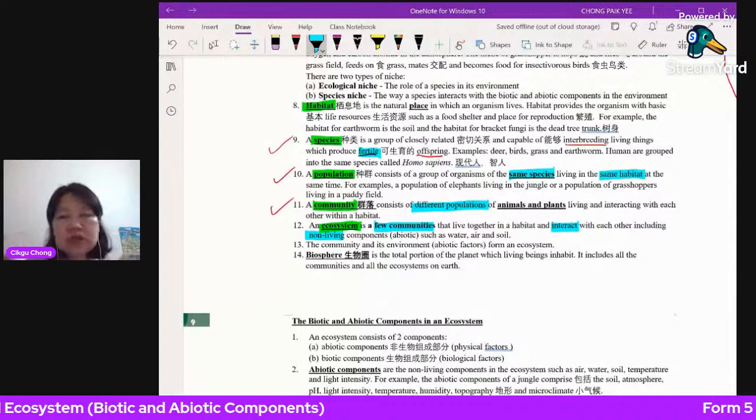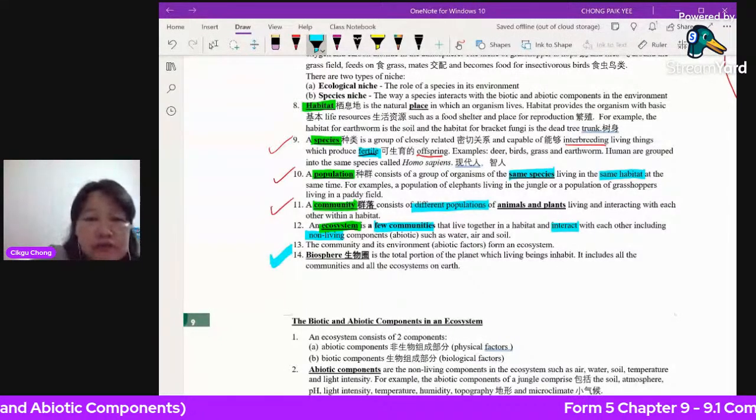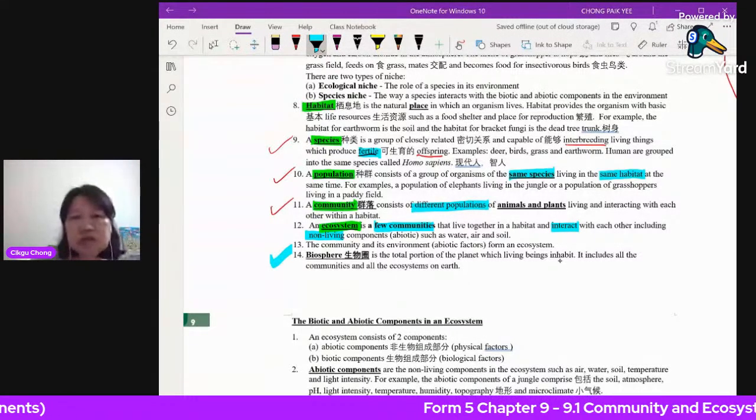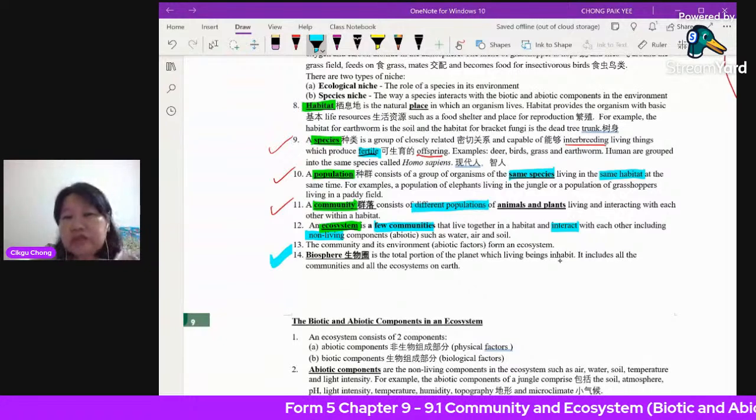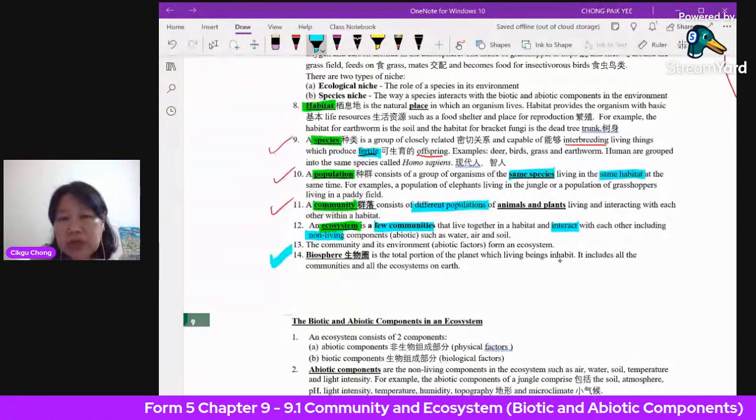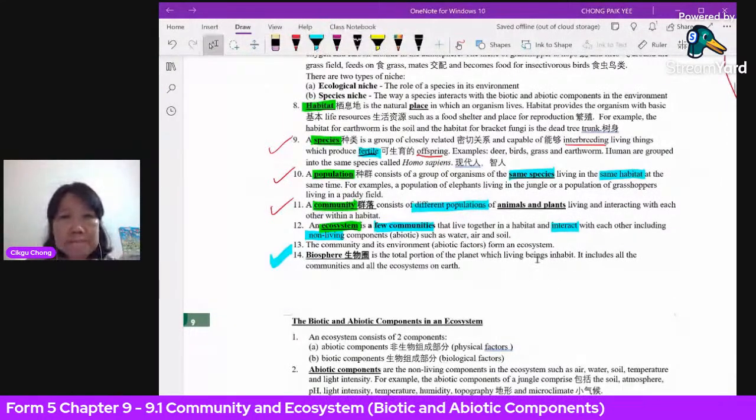Ecosystem or the rainforest is another one. So you will form the biosphere. It's the total portion of the planet which living beings inhabit. So it includes everything, biosphere. Okay, now let's go back a little bit here.